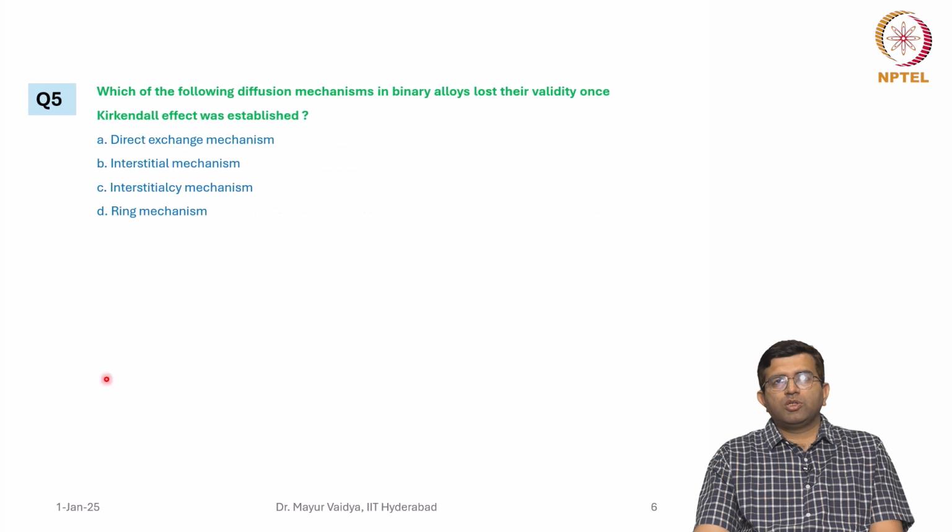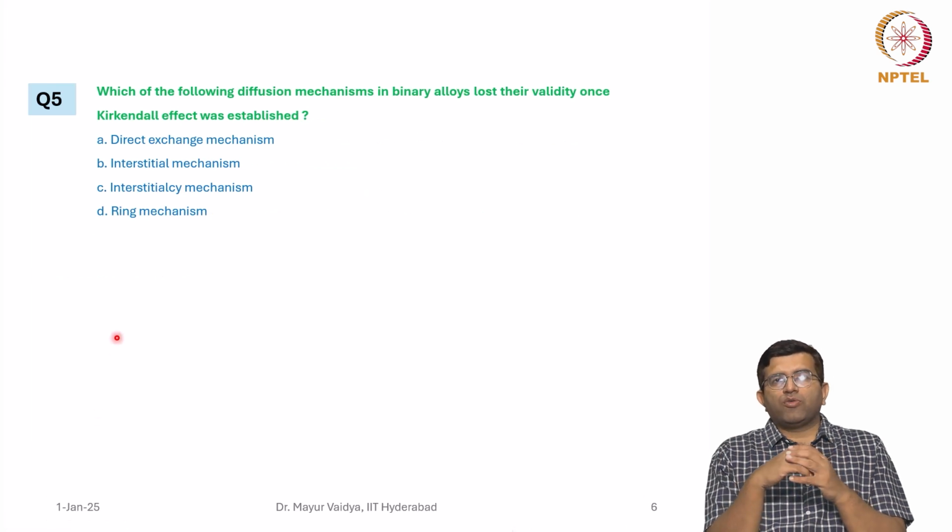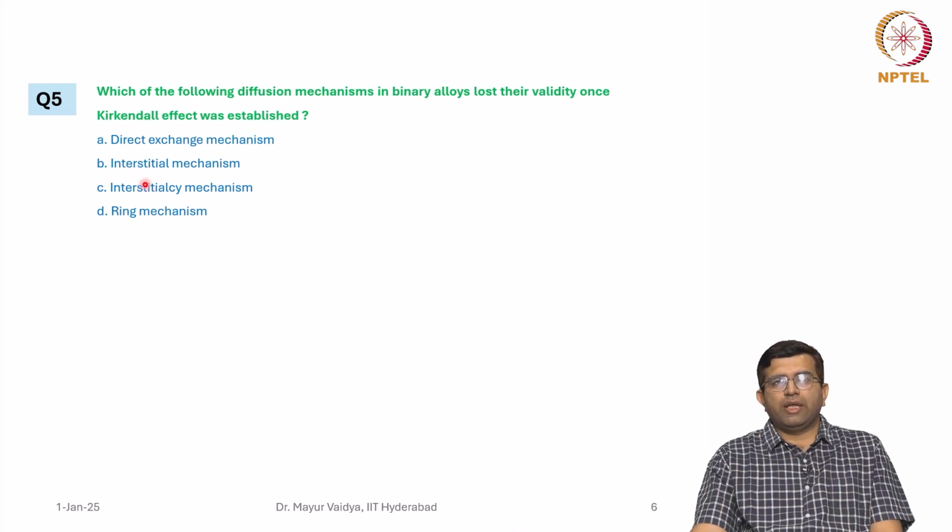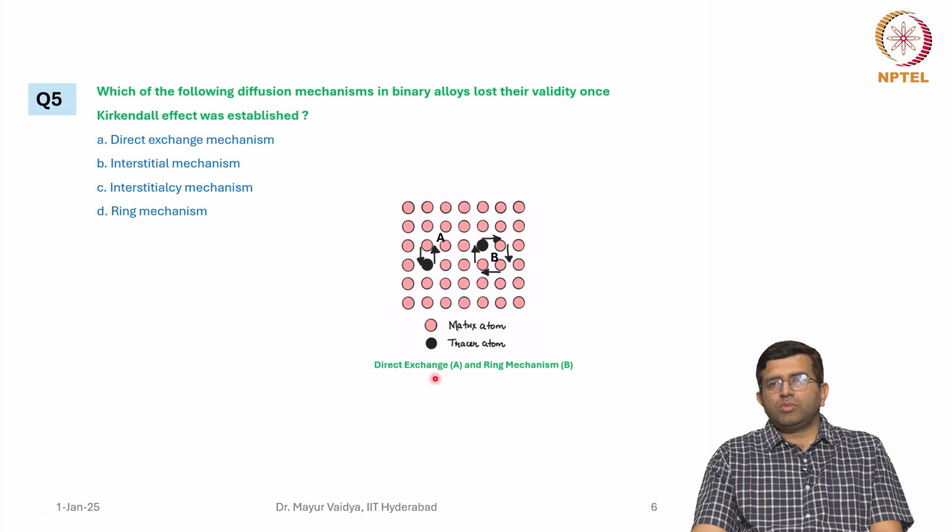Moving on to the next question. Which of the following diffusion mechanisms in binary alloys lost their validity once Kirkendall effect was established? The options are direct exchange mechanism, interstitial mechanism, interstitialcy mechanism and ring mechanism. So, the direct exchange mechanism and the ring mechanism are illustrated here.